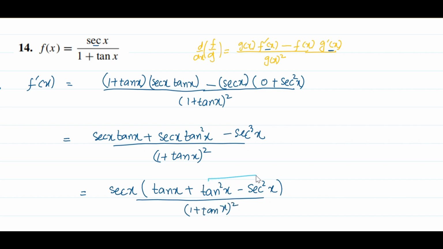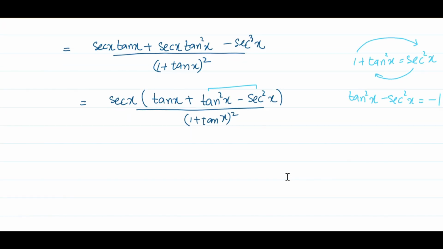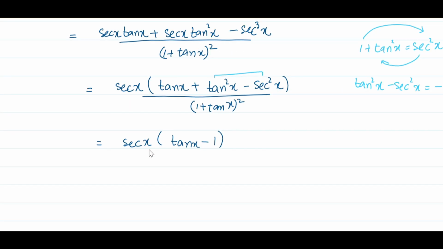Now we can simplify tan square x minus secant square. As you know, the trigonometric identity is 1 plus tan square is equal to secant square. So as we need to find tan square x minus secant square, we take the secant square on one side and 1 on the other side. So it will be tan square x minus secant square x is equal to negative 1. In this place we will plug in negative 1, and you have tan of x minus 1 with the secant x, and the denominator is the same. This is your final answer.